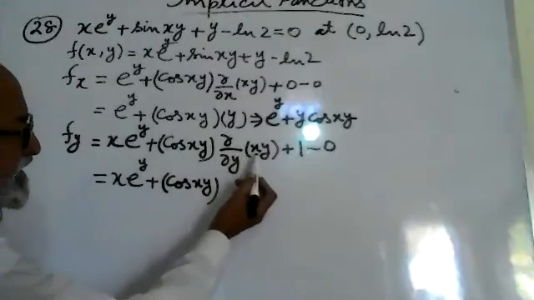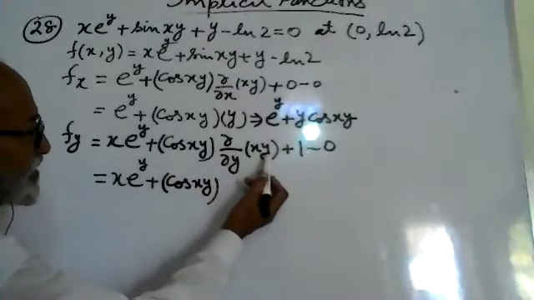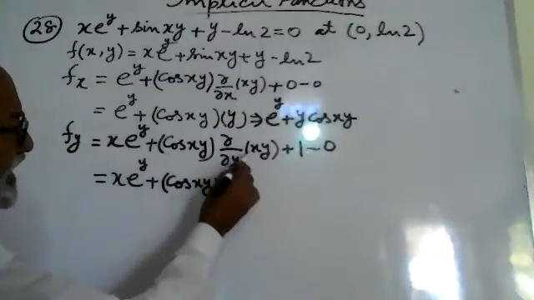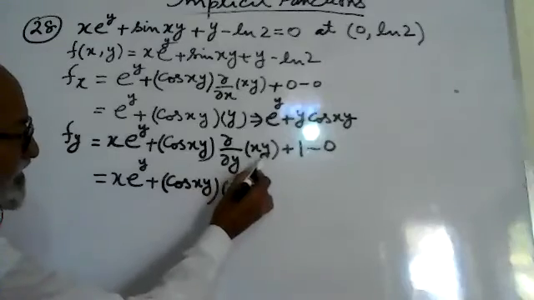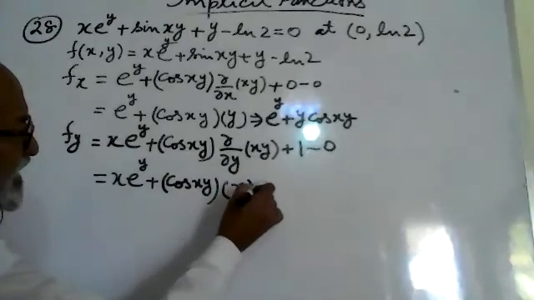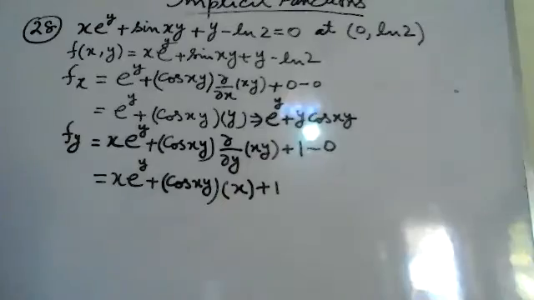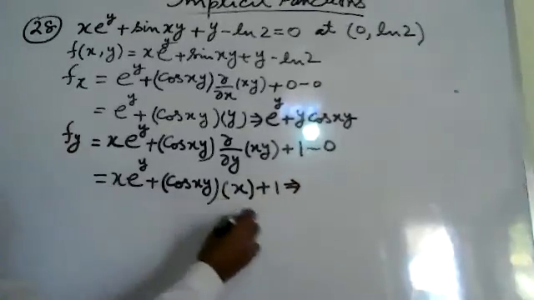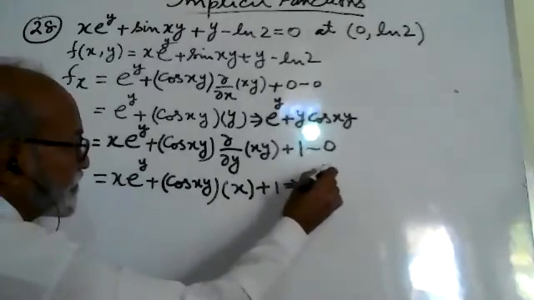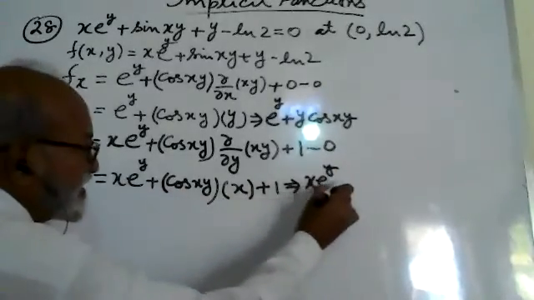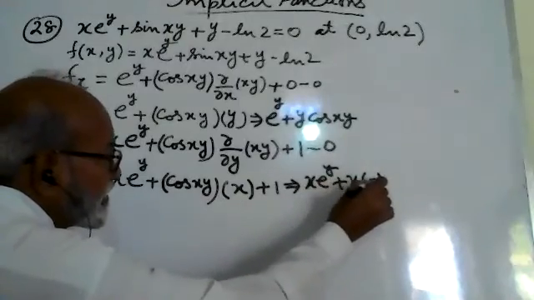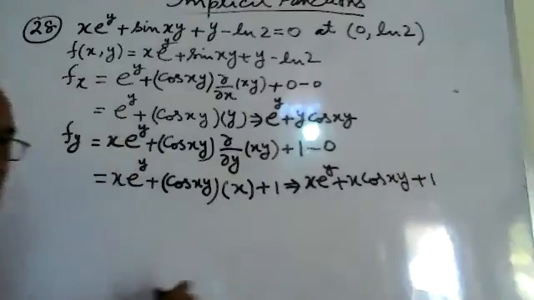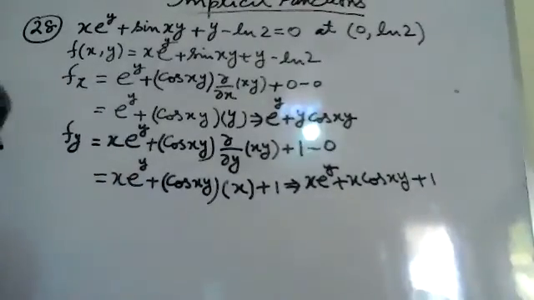So there x will be considered as constant. The derivative of y will be 1. So x into 1 will be x. Derivative of y with respect to y is 1. X into 1 will be x, plus 1. So the final answer for this one: x e raised to power y, x cos xy, plus 1. This is f of y.